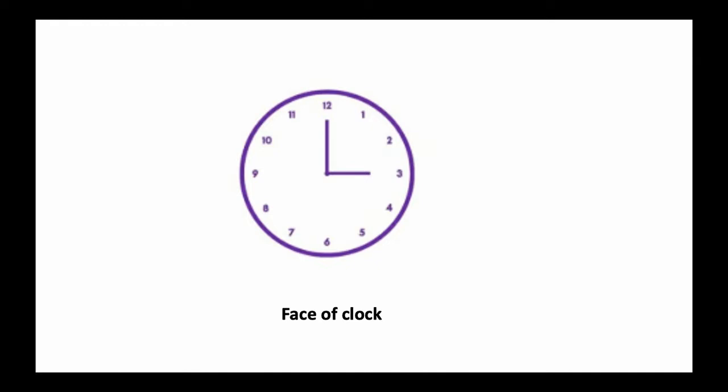So let's read this clock. The smaller needle is called the hour hand, which is this one, and the longer needle is called the minute hand, which is this one. As we can see, the hour hand is at 3 and the minute hand is at 12. So what is the time?